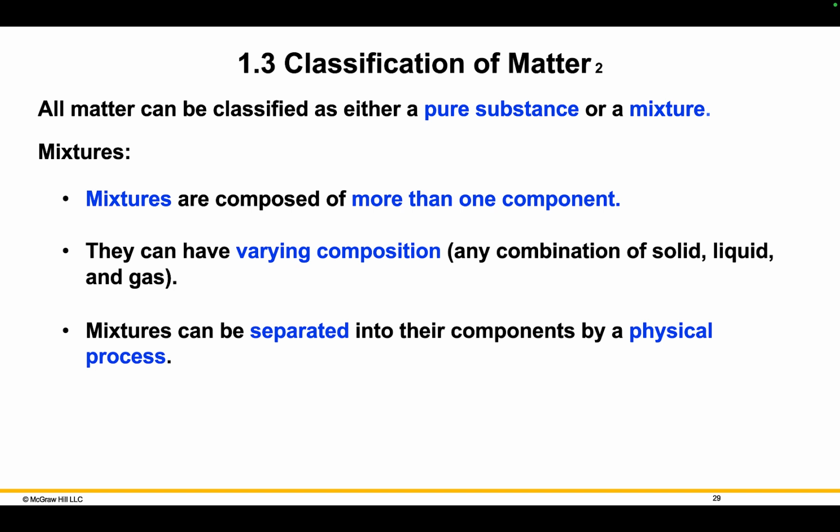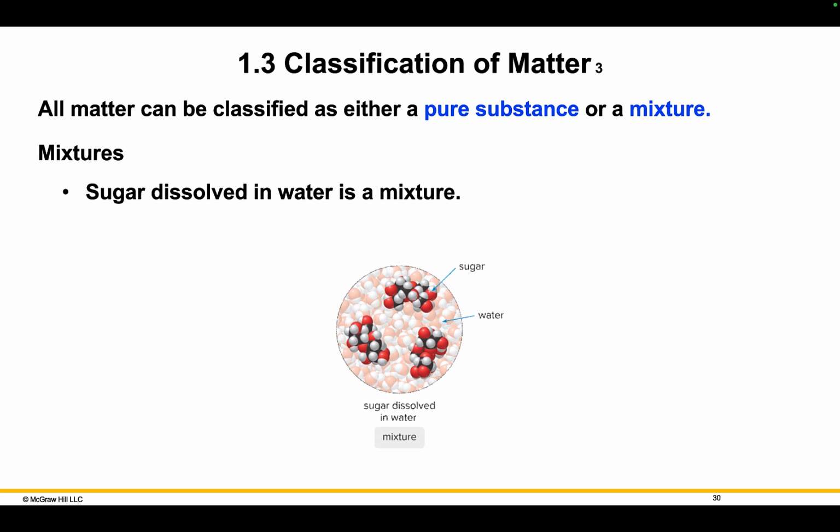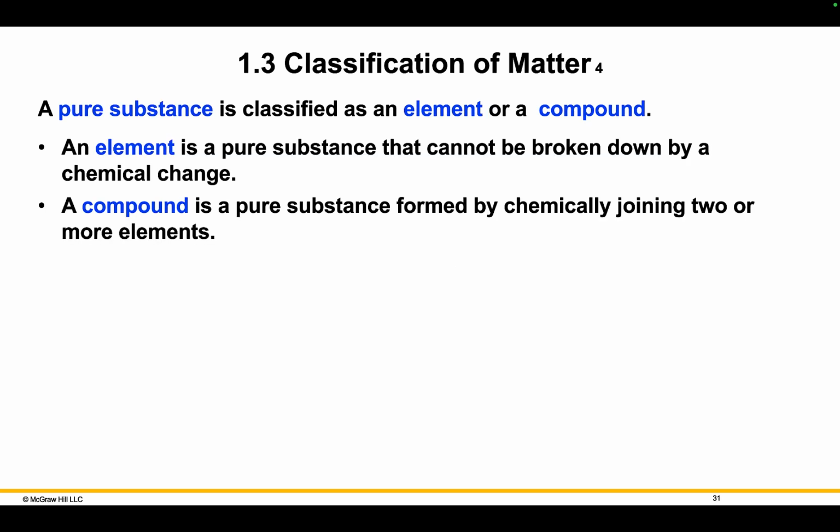You can use those properties to separate mixtures, whereas when you're talking about atoms or molecules, which are pure substances, you can't separate those by physical processes. So when we're looking at mixtures, sugar dissolved in water is a mixture. You have the sugar molecules, you have the water molecules, and so that's your mixture.